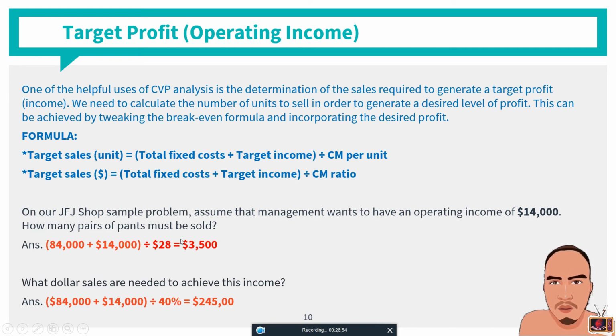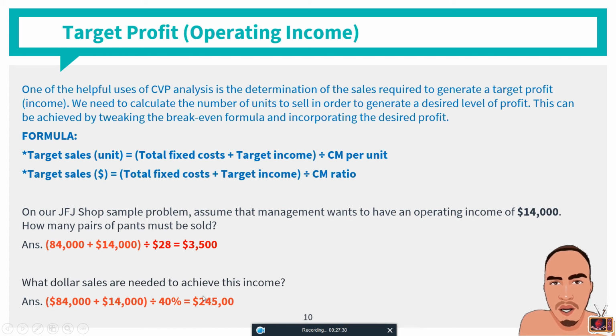Then the next question is, of course, what dollar sales are needed to achieve this income. So the answer would be with this formula. $84,000, the total fixed cost. Target income, which we set, $14,000, and we divide it by 40%, our CM ratio, which we also discussed earlier. So, these 3,500 sales are equivalent to $245,000. Sorry, it's lacking a zero. $245,000.